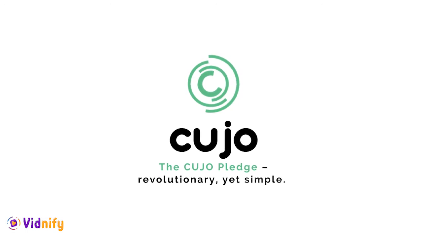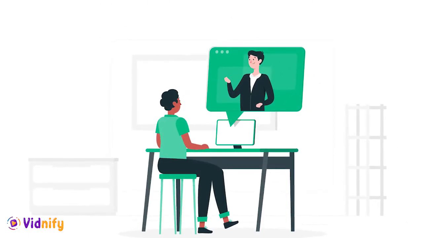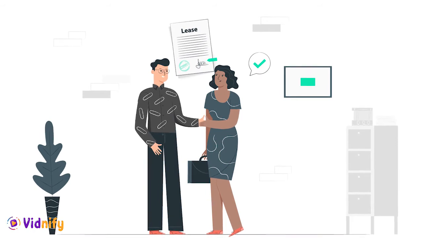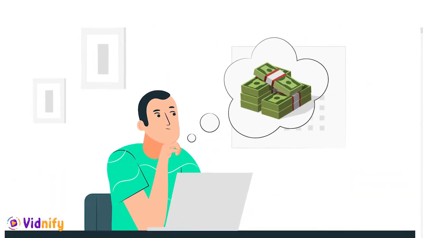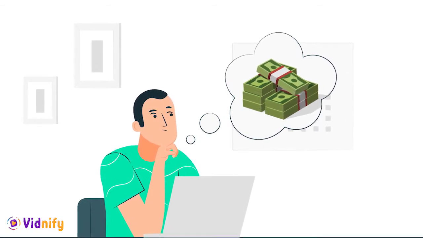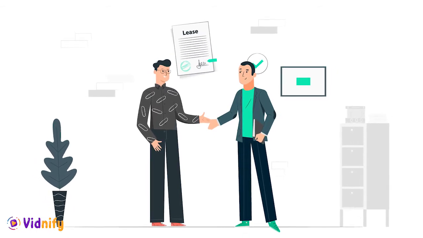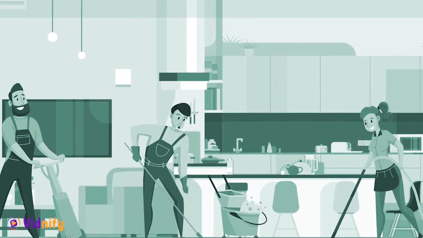Revolutionary yet simple. There are three easy steps to signing on to the Cujo Pledge. After asking you a few questions about your new home and lease, we guarantee the bond amount, on your behalf, to the landlord. Don't pay a large upfront chunk of cash. We take small progressive payments to provide the guarantee for you. As a loyal Cujo member, we can help you at the end of your lease. We provide discounted maintenance and professional cleaning of your home.